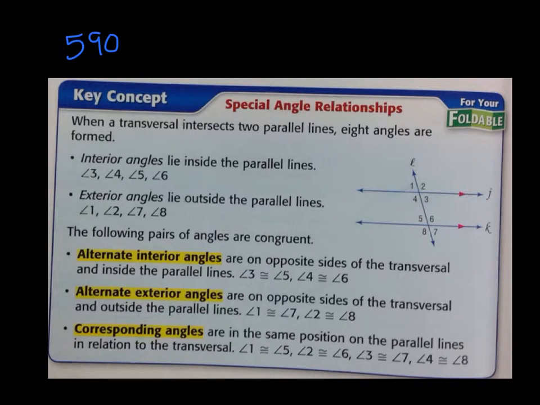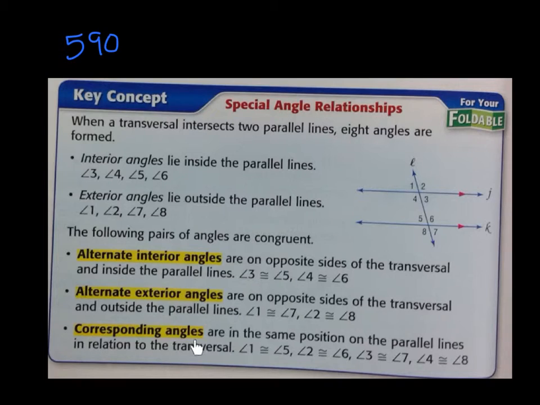They're congruent. Now we also have alternate exterior angles. So those angles that are on the outside, we have ones that are congruent. So we can see angle 1 and 7. There's 1, there's 7. You can see those are the same. They're going to be congruent. They'll be the same number of degrees, as will angle 8 and angle 2.